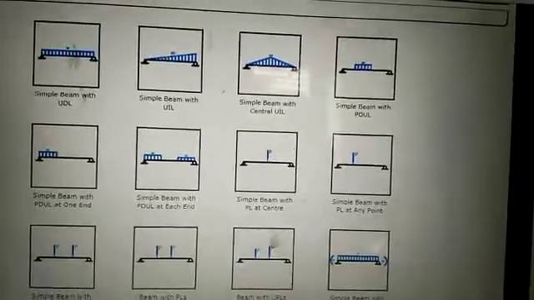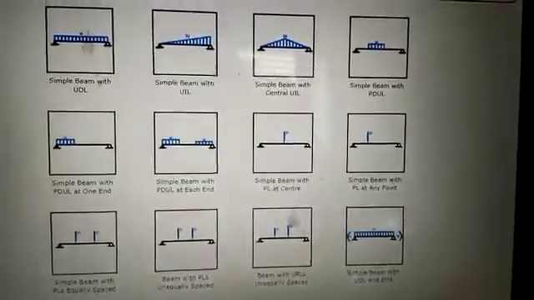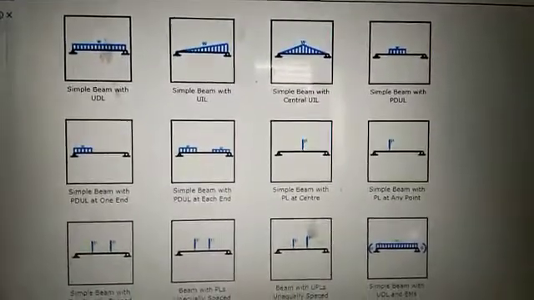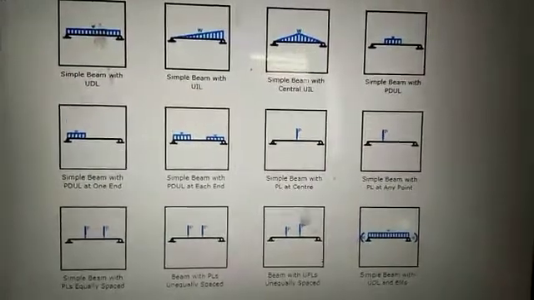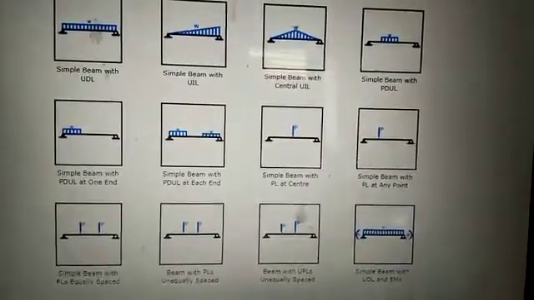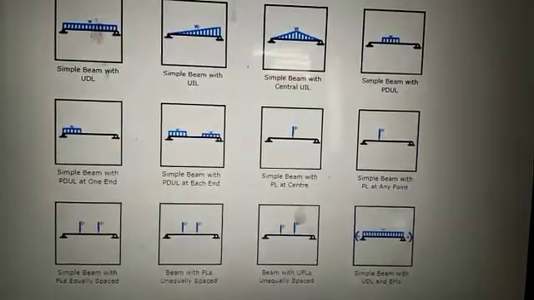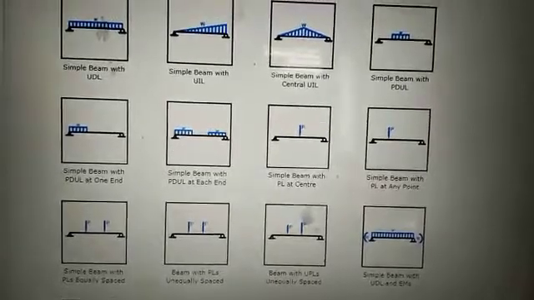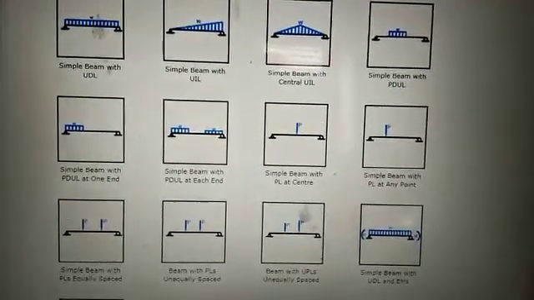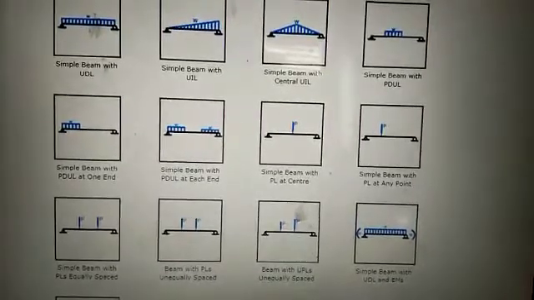Till now we have solved the cases for shear force and bending moment. Now we have various types of loading on a simply supported beam. In the first figure, the beam is a simple beam and it is loaded with UDL. So the beam with uniformly distributed load is there.